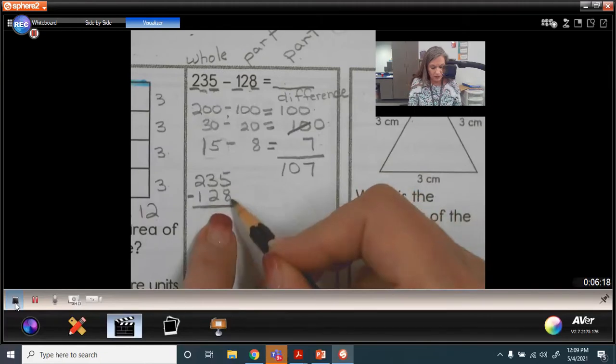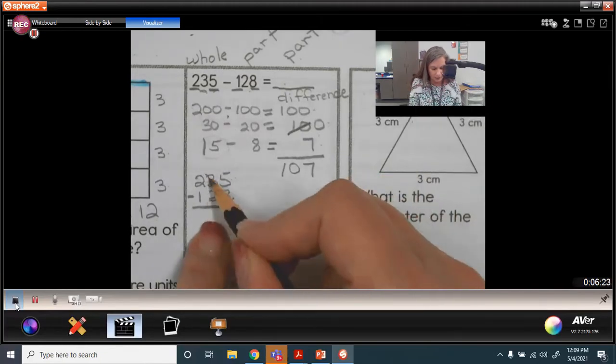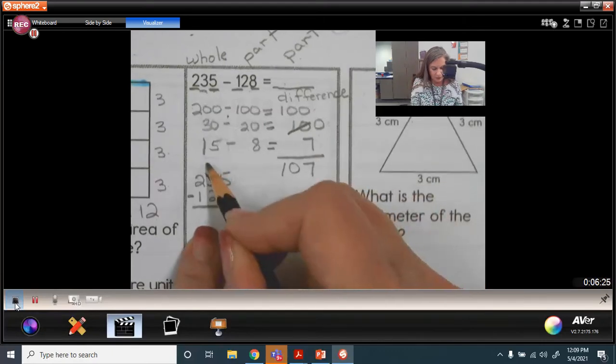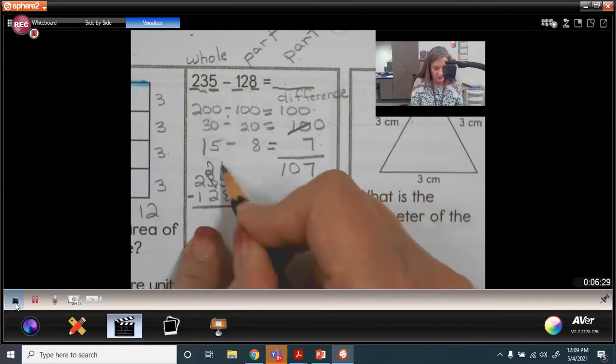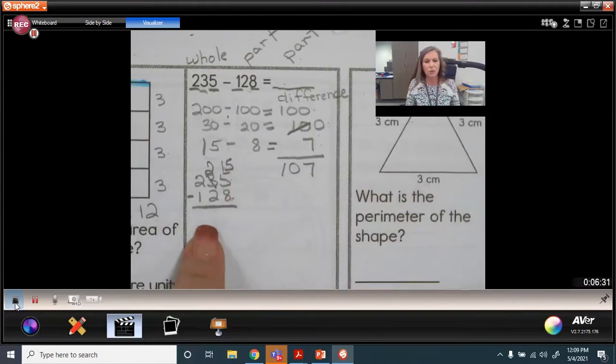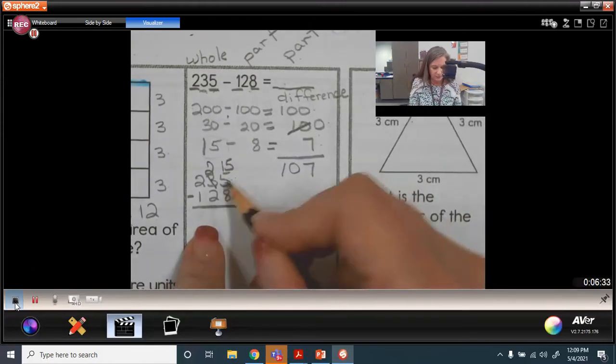So my ones, I know I can't subtract because I can't subtract 8 from 5. So I'm going to borrow a 10 from this 30. And now I have 20. And now this 5 is going to have 10 more added to it to make 15.